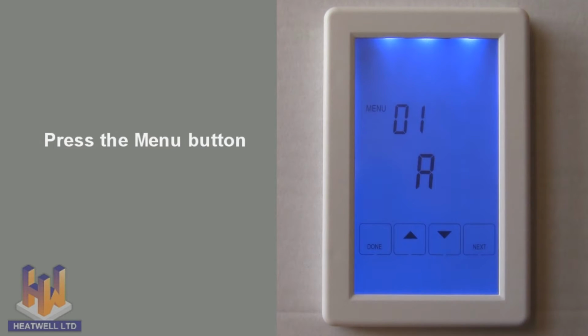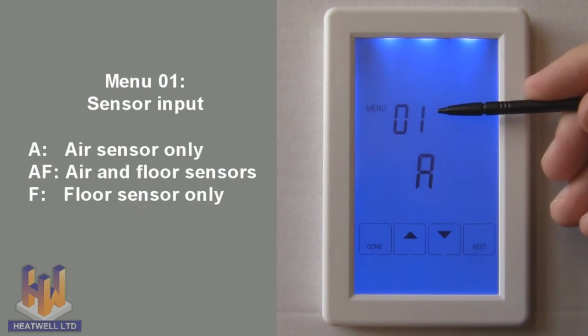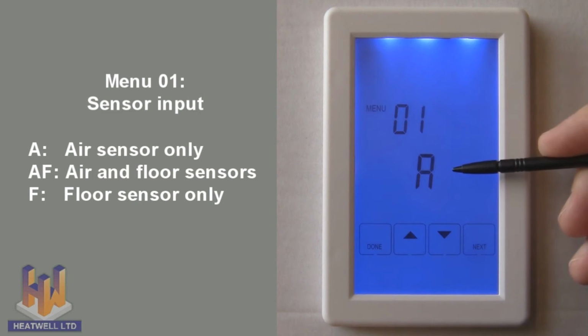Depending on your unit's individual configuration, some of the following menu options in this video may not appear on your thermostat. Menu 1 and the letter A will show. Menu 1 allows you to choose which sensor the unit will use to determine the floor temperature.